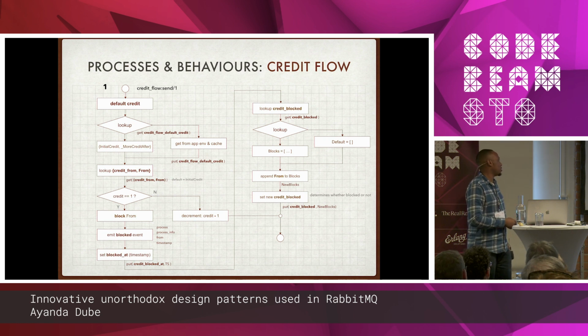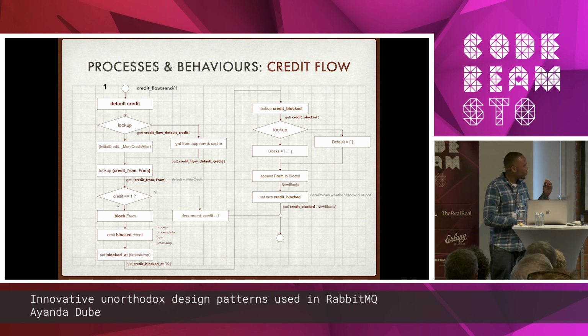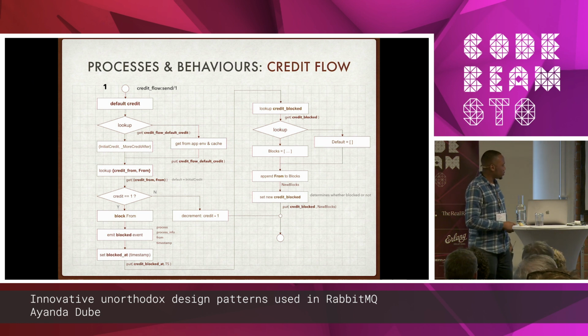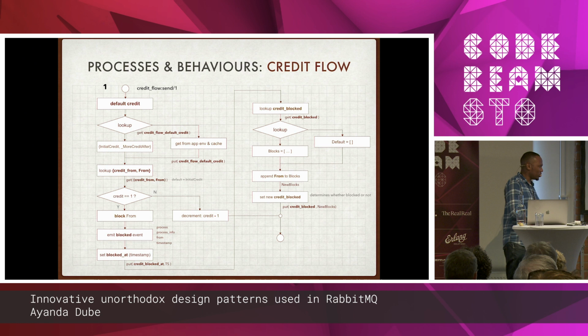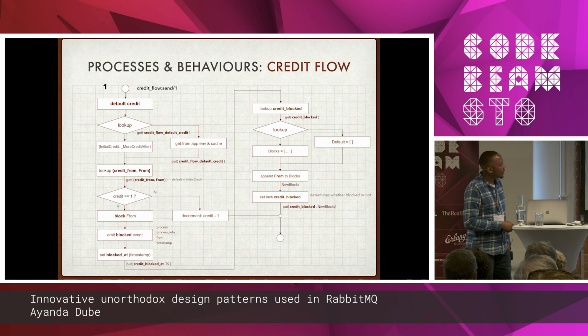So it will check if credit is equal to 1, it will block, right? Because we want to go below that, or we can't send more messages beyond that. But if it's not, it will just decrement, and that'll be it. And mark the process as able to send more messages. So if it was blocked, right, it will emit some blocked events, and it will set your blocked timestamp. So this is just for monitoring purposes. And then it will also look up the credit blocked. So you get a list of processes which were blocked, right?